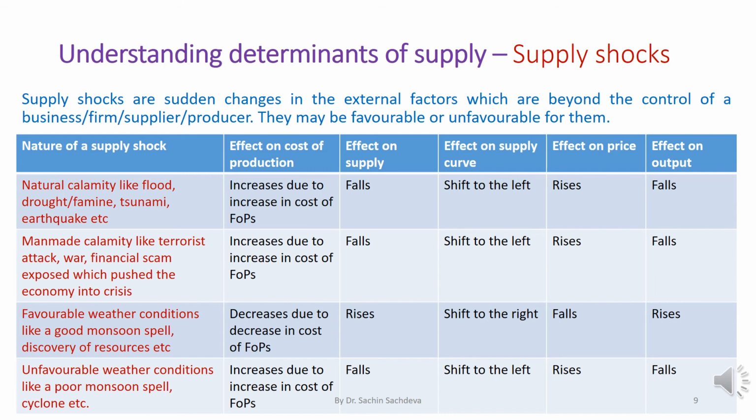Some of the supply shocks can be a natural calamity like flood, drought, tsunami, earthquake, etc., which may reduce the supply, so the supply curve shifts to left. Some are man-made calamities also, like terrorism, war, etc. They could have been easily avoided. There is no act of God or nature in that. But they also affect the supply, and they both are adverse.